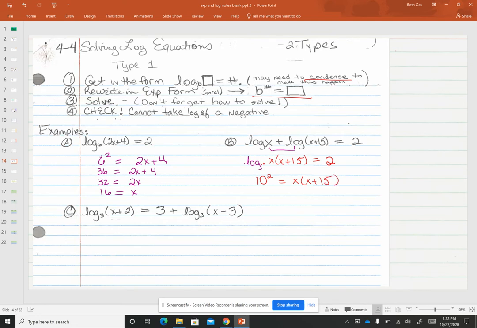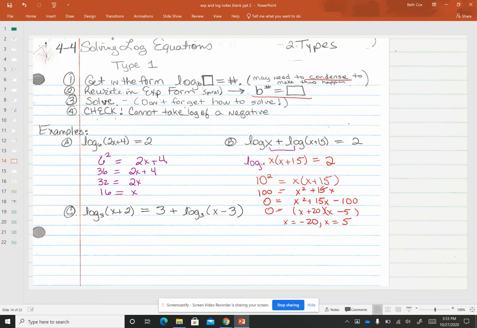So now I just have to solve this. I'm going to distribute my x, and that's equal to 100. This is a quadratic, so I'm going to set it equal to 0. And this one actually factors. Multiply to give you 100 and subtract to give you 15 is going to be 20 and 5. So this actually factors. Plus 20, minus 5. So I'm getting x is equal to negative 20 and x is equal to 5.